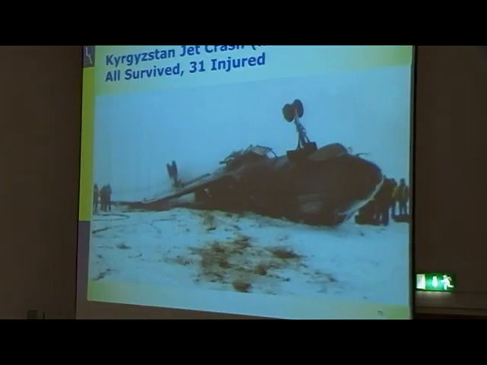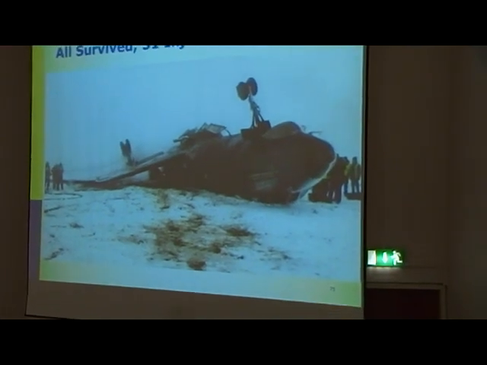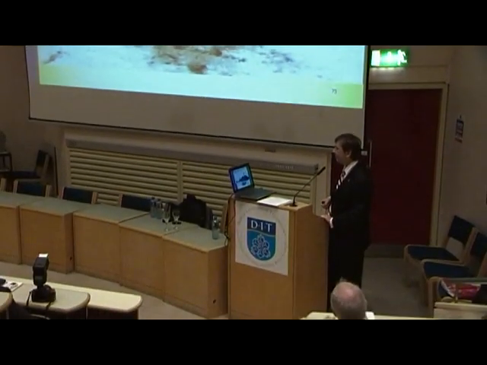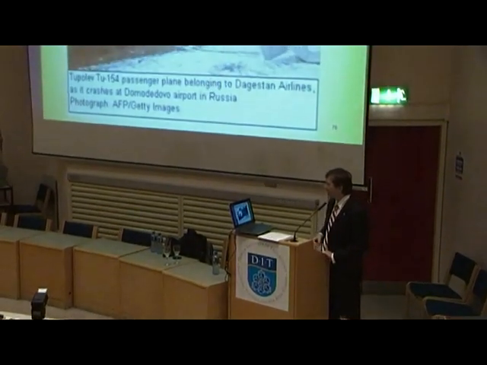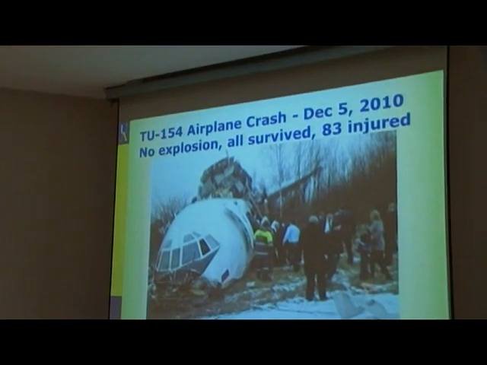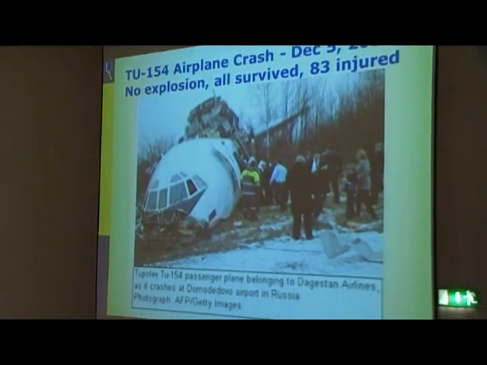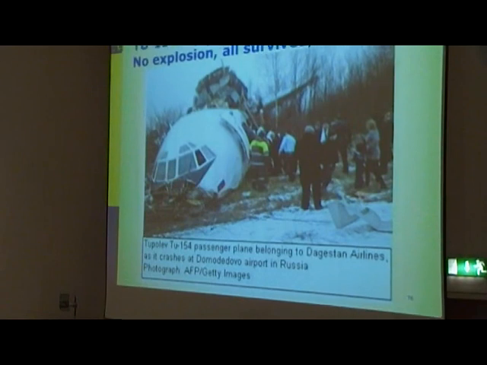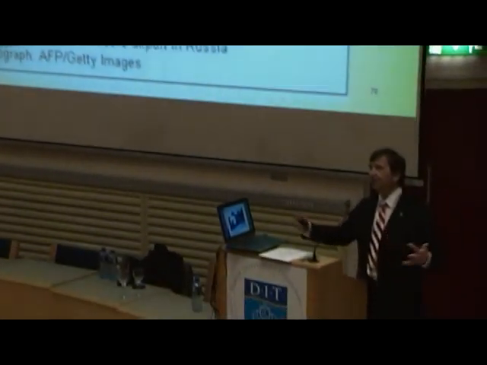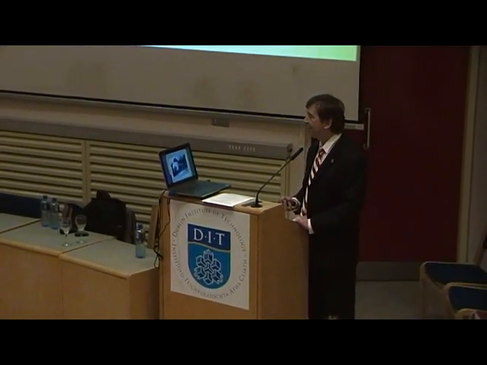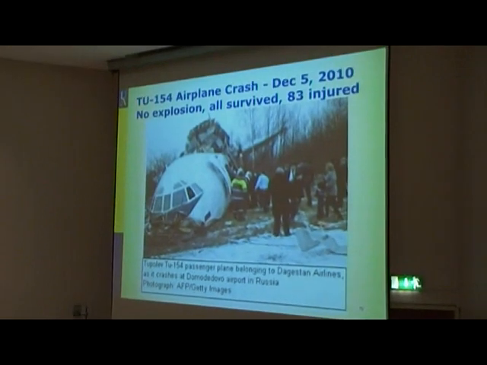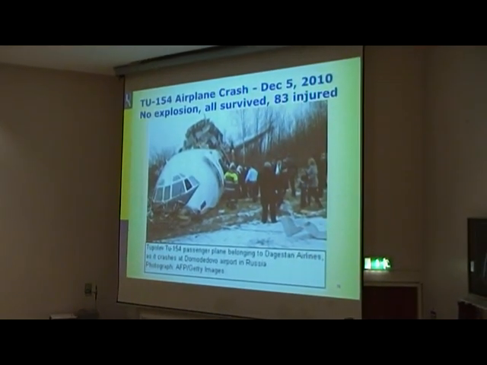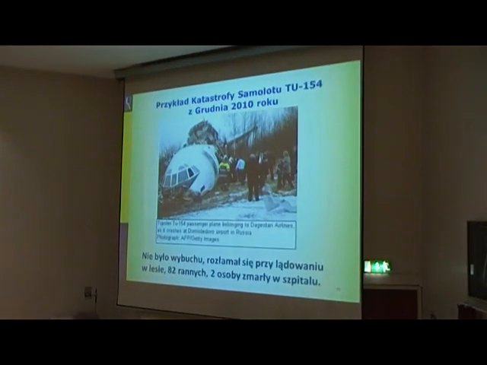Here are cases where the airplane landed upside down. In this case it was Kyrgyzstan. Apparently, Russians like to land upside down, and in this case everyone survived, with 31 injured. This is the same airplane, Tupolev 154, landed in the forest, disintegrated into three pieces again, cut through the forest, didn't lose any wing, and just sheared hundreds of trees without any problem. People got outside. At the moment of this crash, 83 people were injured, all survived. Later on, two people died in the hospital.